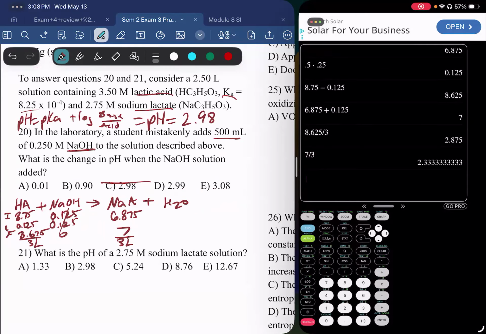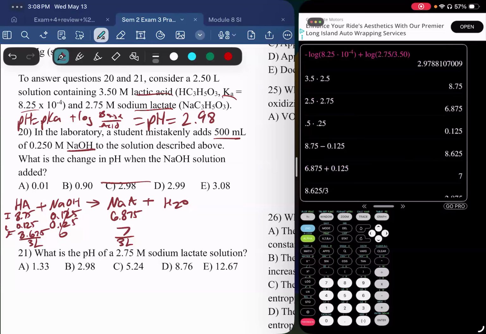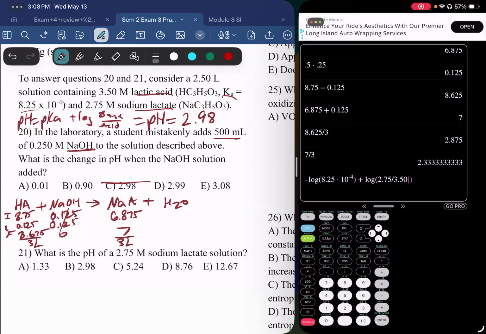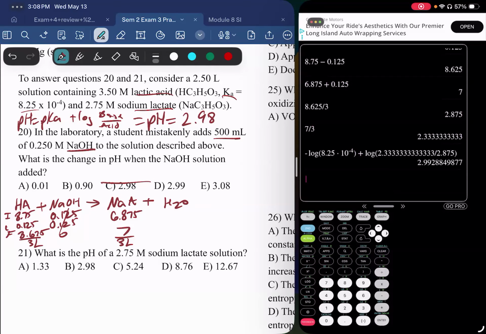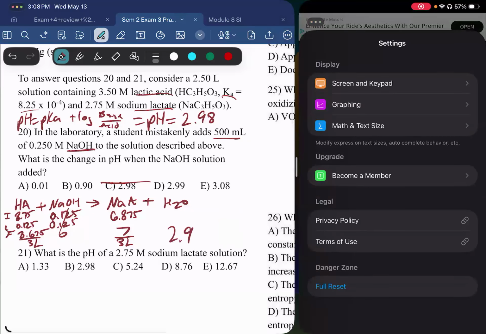Okay, and then after we do that, now we do the same thing where we take the Henderson-Hasselbalch equation and plug in values. I just pulled up the original equation from my calculator. So we do base, which is 2.33, divided by acid. So that's there. And I got a value of 2.99.